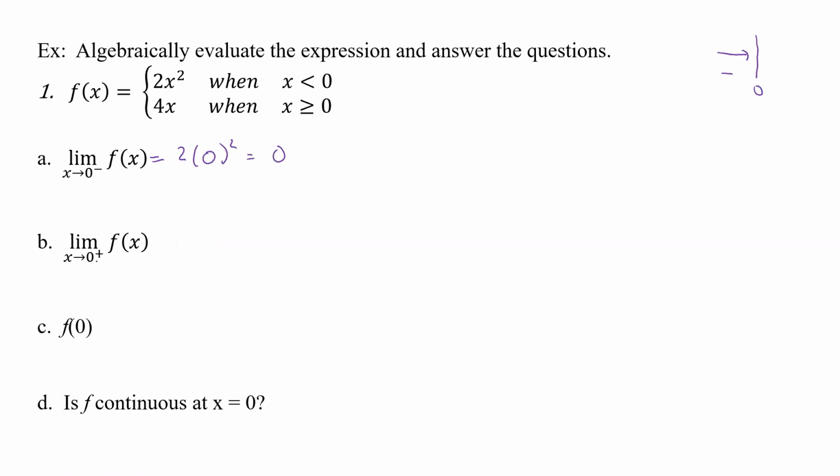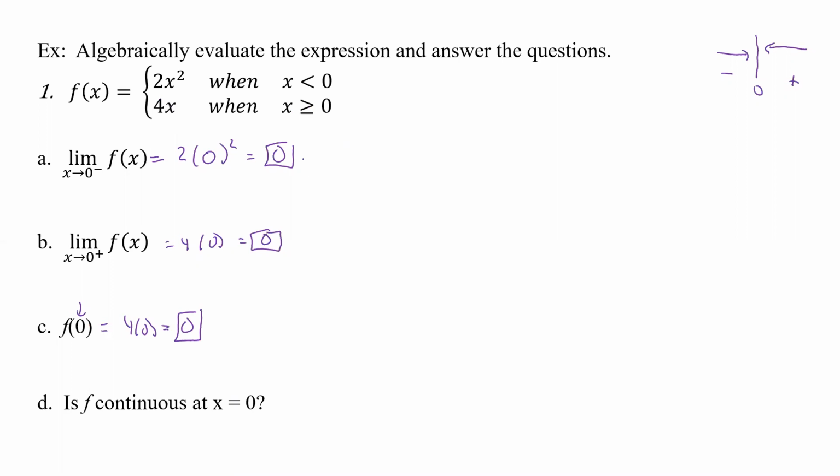Okay, now what about from the right? From the right, we're coming from the positive side, so it's going to be the second part: 4 times 0, which is 0 as well. So the first part was 0 and the next part was 0. The next one asks, what is f of 0? The only part where x is equal to 0 is when x is greater than or equal to 0, so we have 4 times 0, and that's 0.